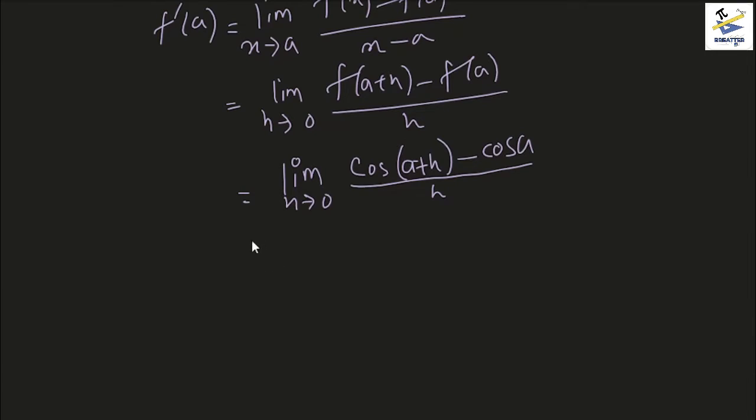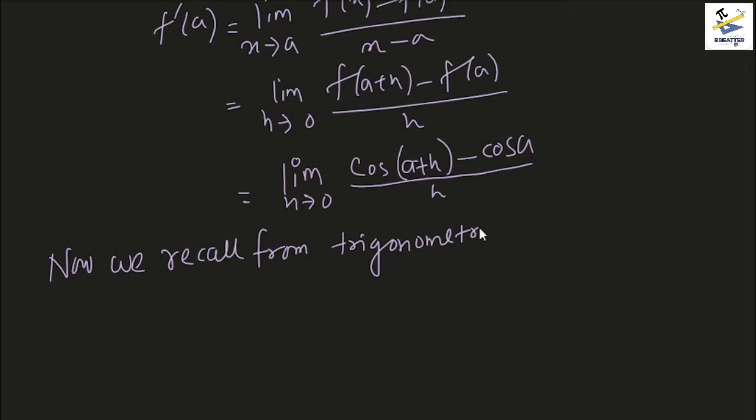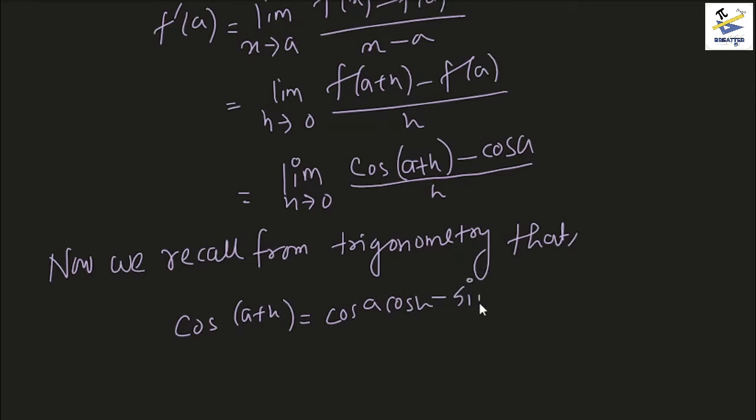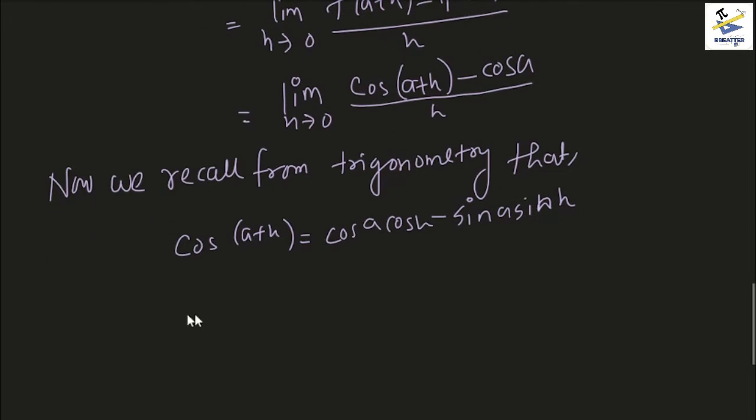So this means now we have to use the formula. Now trigonometry tells us that cos of a plus h is equals to cos a cos h minus sin a sin h. Using this formula what we can do is as follows.